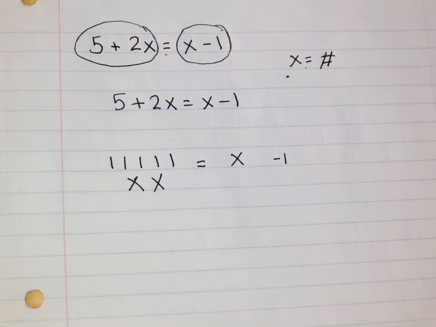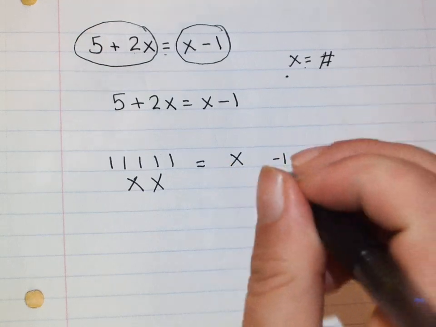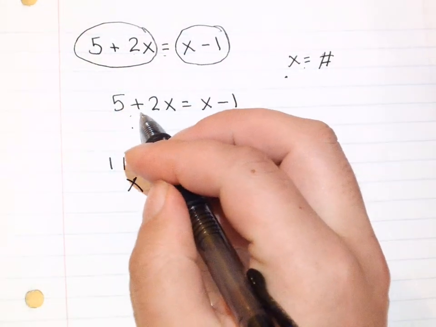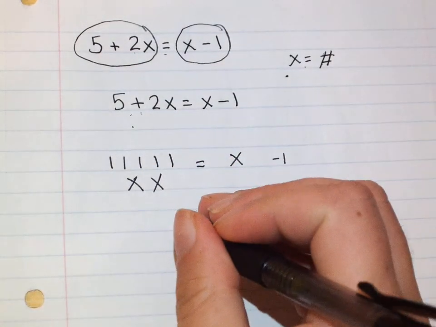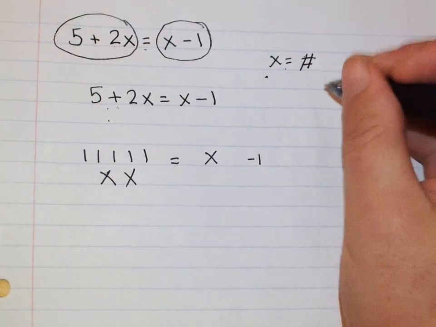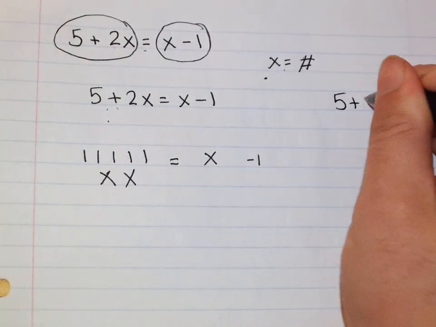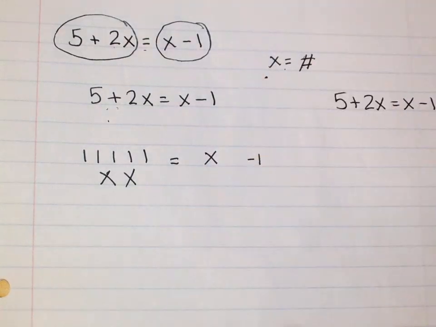So I'm going to start by getting rid of an x. So we're going to go back up to this. I just kind of drew this visually for you to see. So we're going to have 5 plus 2x equals x minus 1.